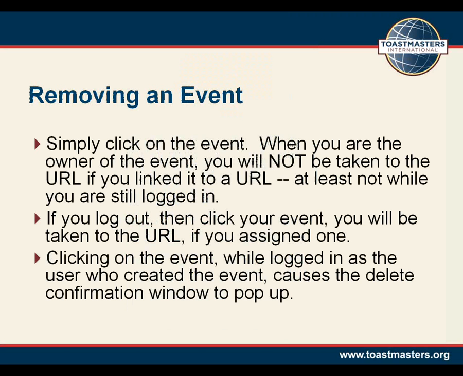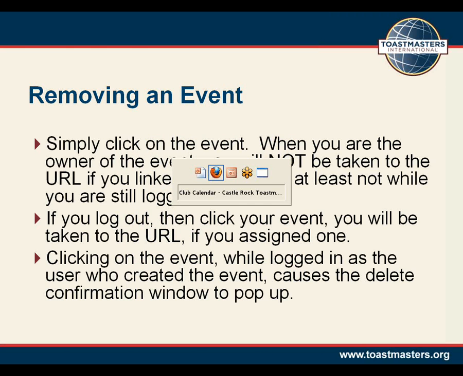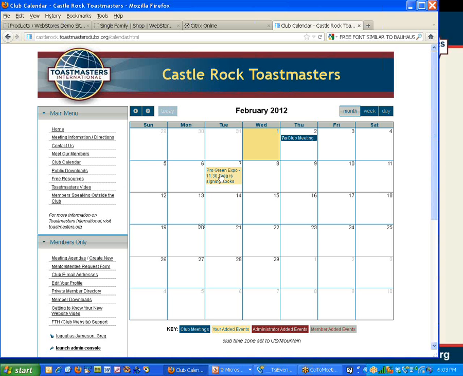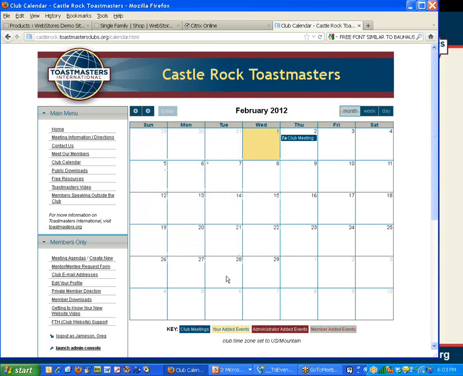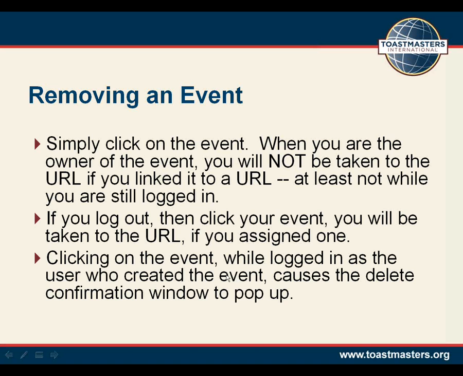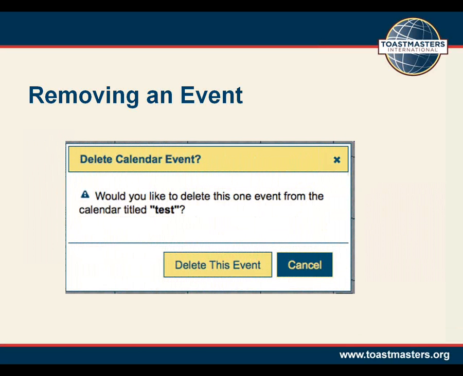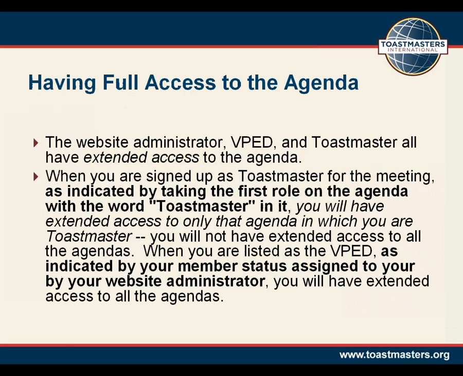To remove it, you simply click on the event. If I want to remove that event, I just click on it, and I can delete the event. And it takes it out of the club calendar. If I am not logged in and I click on an event and I had put a URL in that event, then it would have taken me to that. But since I'm logged in, it just allows me to go in and either edit or delete an event. And you get that confirmation and it deletes it.